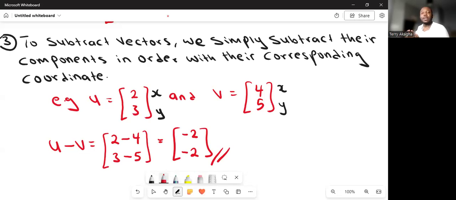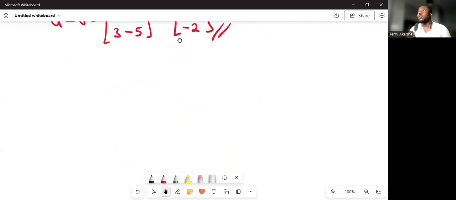So basically you write it in column form, or any form you want. You make sure you add each of the respective components: X component to X component, Y component to Y component, and Z component to Z component. All right, so let me just pick one example for this, then I'll move on to the next one.